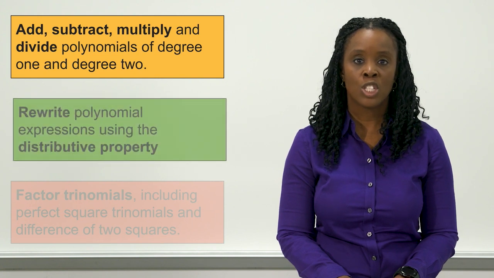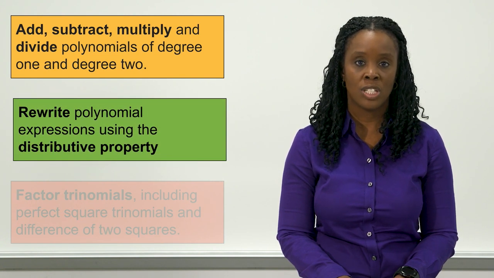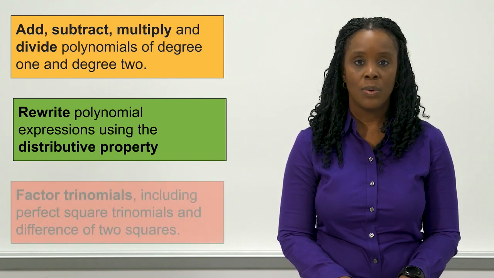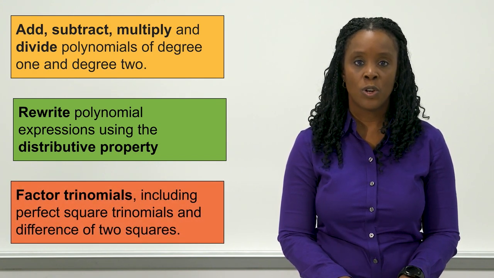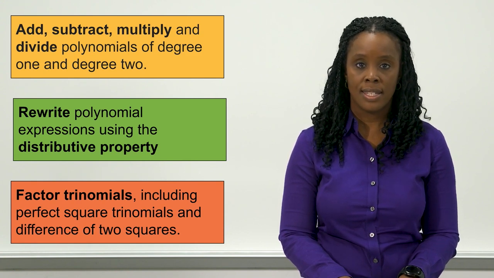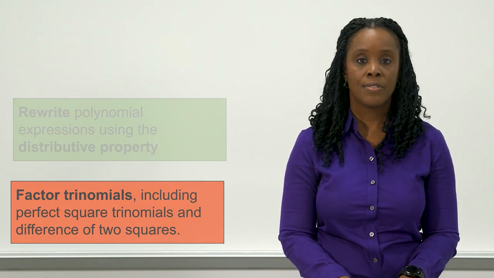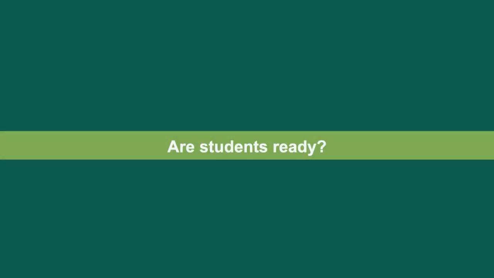Additionally, they will learn to rewrite polynomial expressions using the distributive property. And finally, they will factor trinomials given in the form ax squared plus bx plus c. These factoring expectations also include both perfect square trinomials of degree 2 as well as binomials that are a difference of 2 squares. However, to begin, we need to check and see if students are ready.